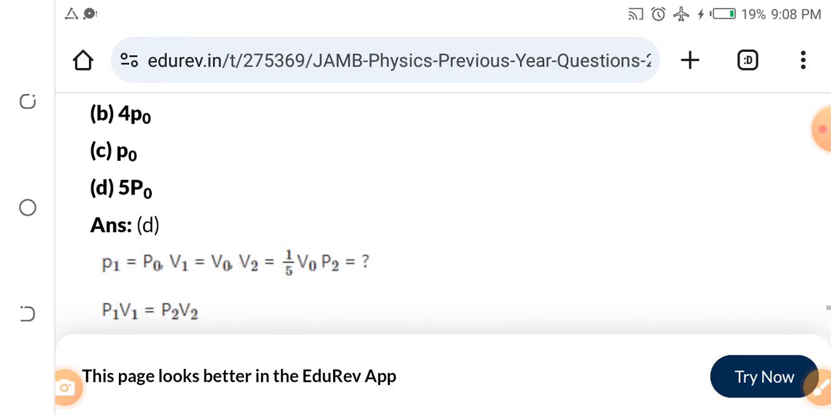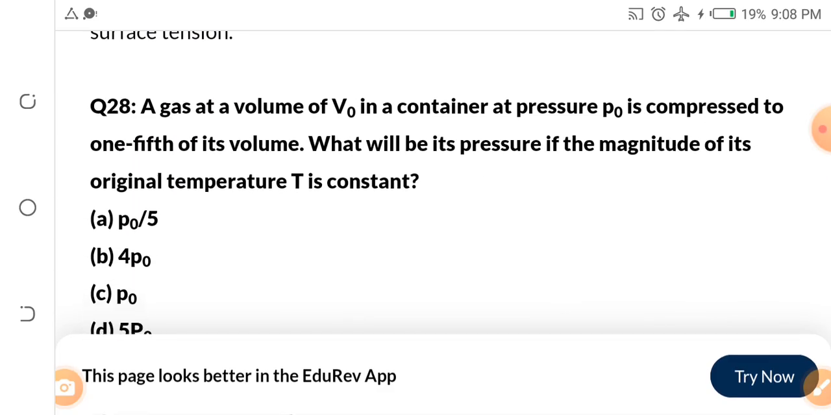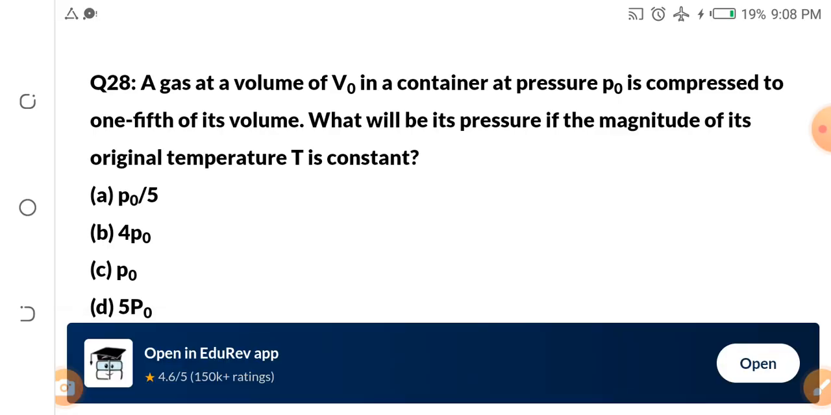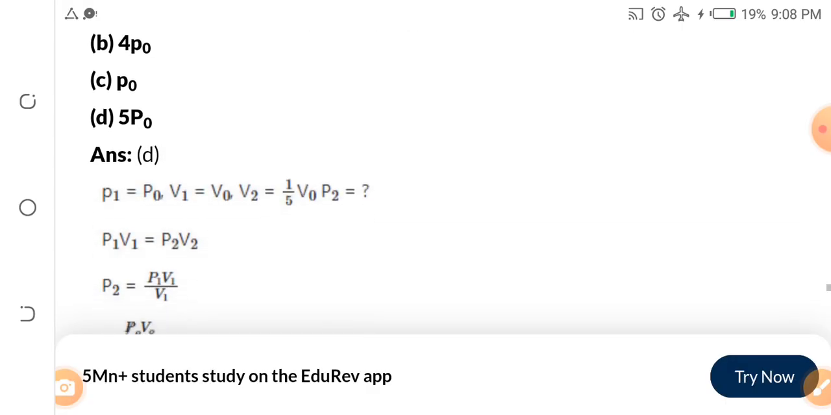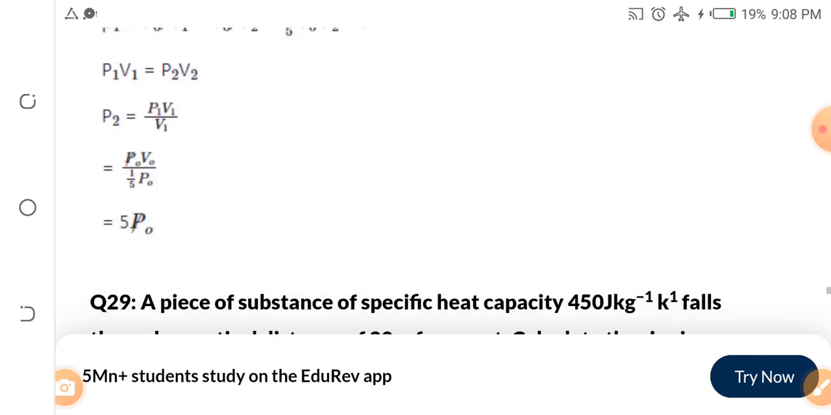Let's look at that question again. A gas at a volume V1 equal to V0, in a container of pressure P0, is compressed to 1/5 its volume. What will be its pressure if its original temperature remains constant? So it's P1 V1 equals P2 V2. That is the same formula you use.